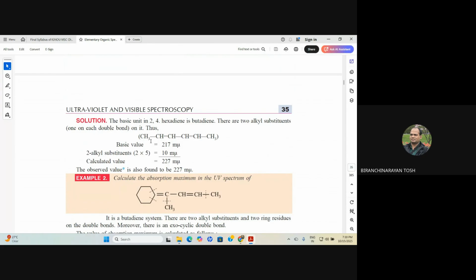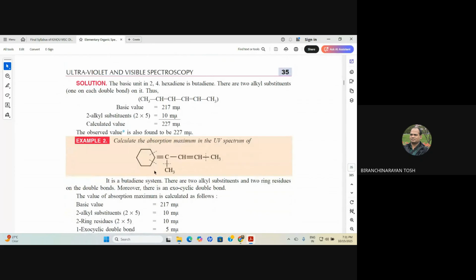Okay, and two alkyl substituents are there, each having 5. We have to add. Okay, so 2 into 5, 10. So calculated value is 227 millimicron, and observed value is also found at 227. So the observed value and the calculated value for a particular compound can differ by only 5 millimicron.